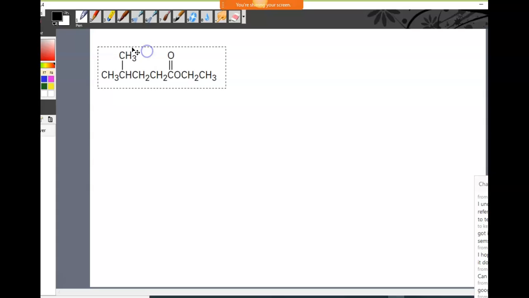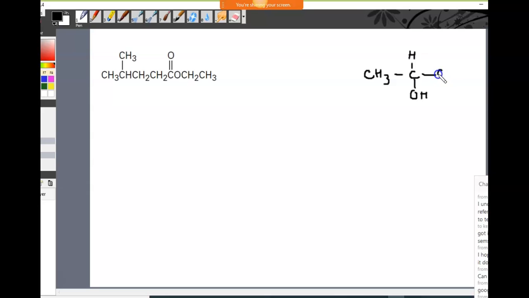I want you to synthesize this compound, but I want you to start with, let me think about it a little bit. What do I want you to start with? I want you to use this. You can use anything else in the reaction, but you have to somehow start with this and use this.